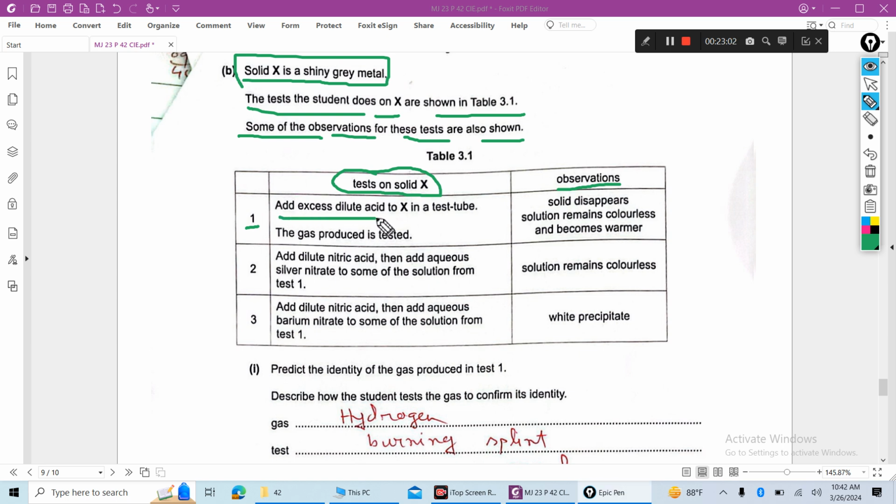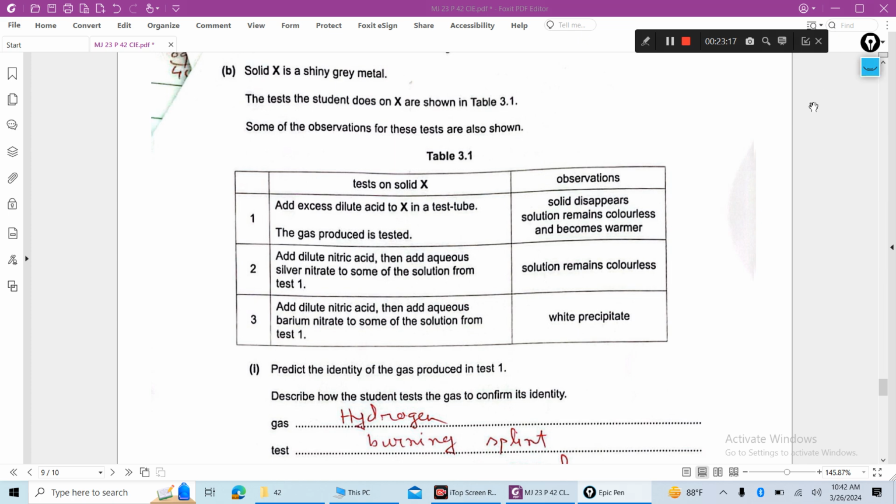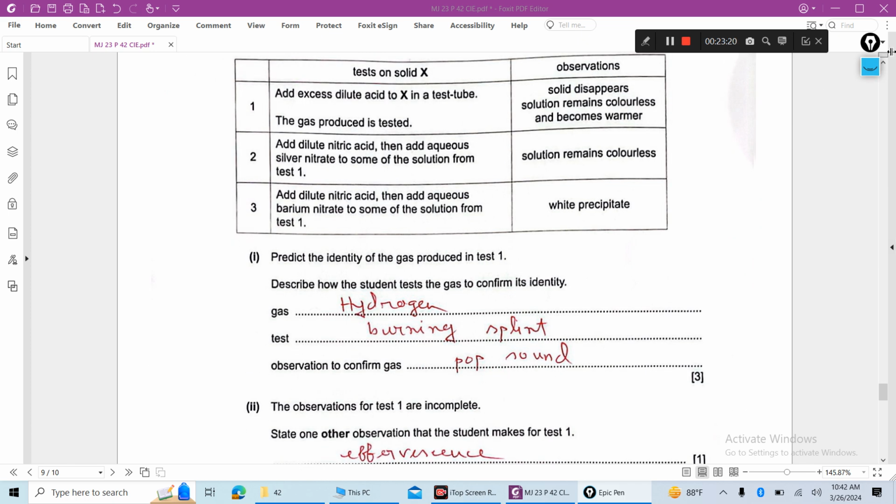An excess of dilute acid is added to X, and the metal reacts with acid to produce salt and hydrogen. The gas produced is tested. The gas is hydrogen, so hydrogen pops with a lighted splint. Now you are asked, A, predict the identity of the gas produced in test 1. Describe how the student tests the gas to confirm its identity.